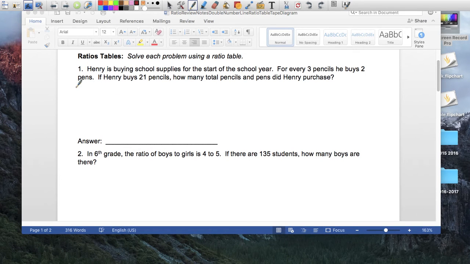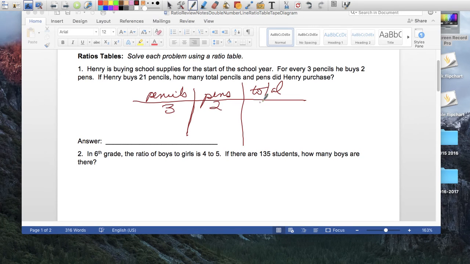Henry's buying school supplies for the start of the school year. For every 3 pencils, you buy 2 pens. You can set up a very simple table, where we're talking about pencils, talking about pens. Then we can write total here. Remember part, part, total. So we can set up a nice table, 3 columns. The ratio of pencils to pens is 3 to 2, giving it a total of 5. So if there are 5 items right now, 3 of them are pencils and 2 of them are pens.